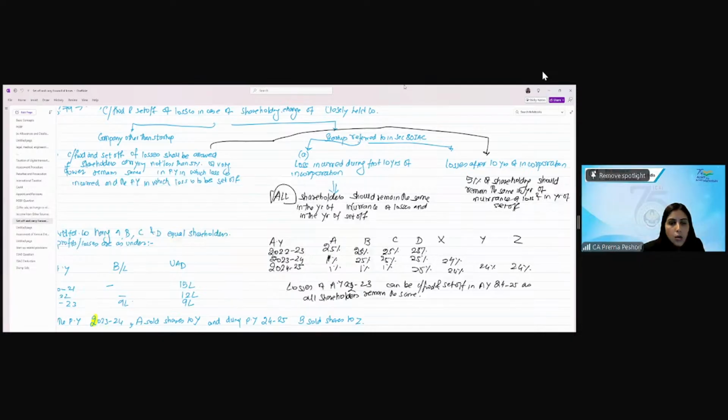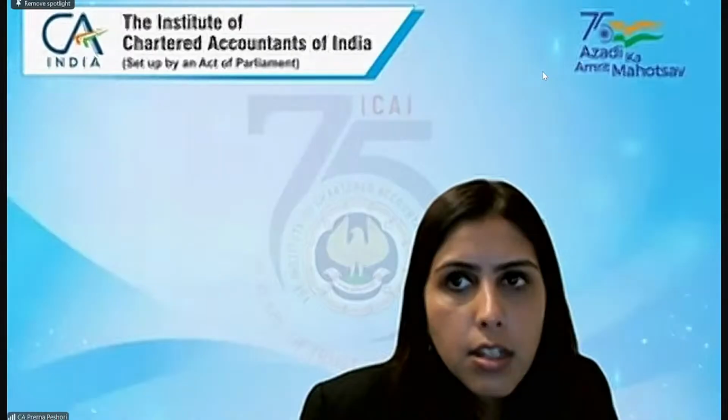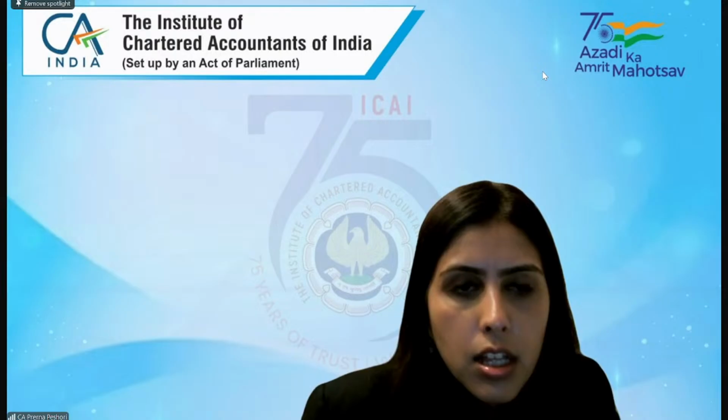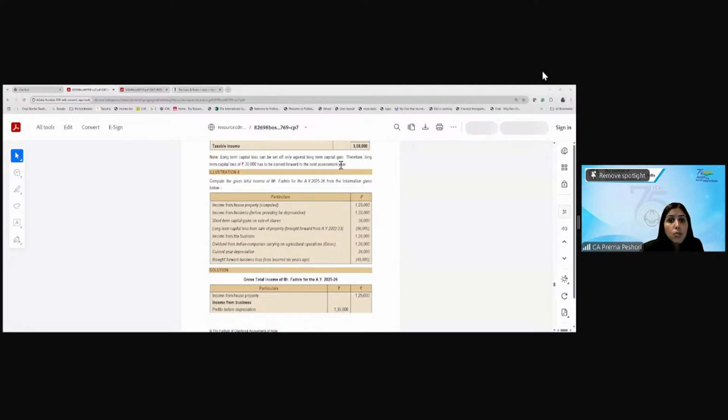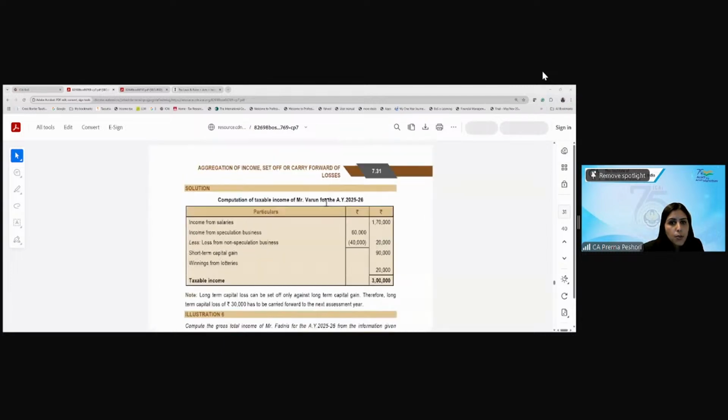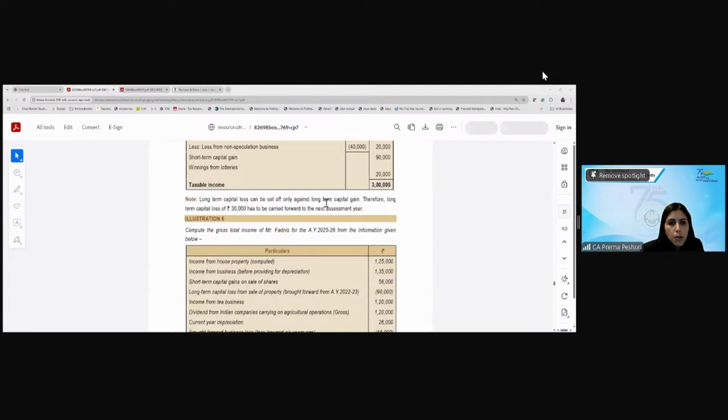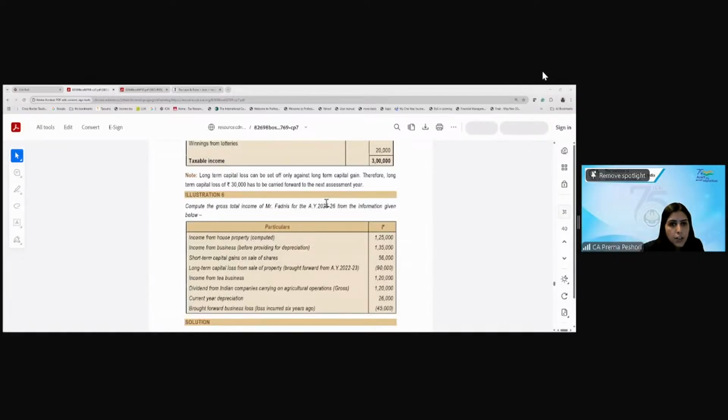So the first question is illustration 6 from your study mat. Let me share the study mat again. Compute the total income of Mr. Furnace for the AY 25-26 from the following information given below. Income from house property they have given, income from business before depreciation, short-term capital gain, and long-term capital loss from the sale of property brought forward from 20 to 20.